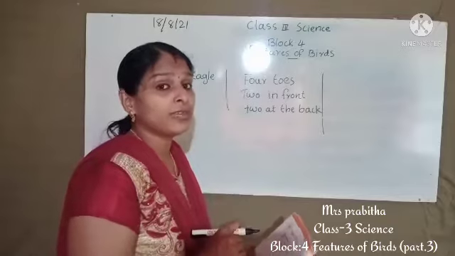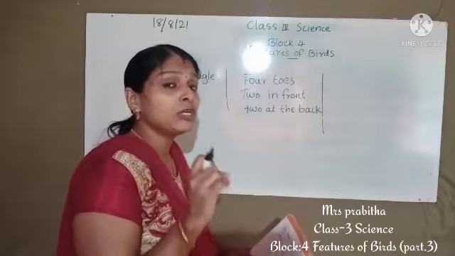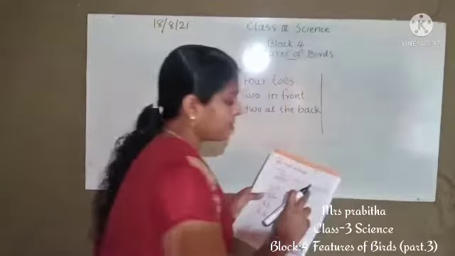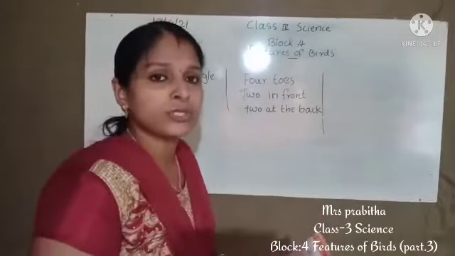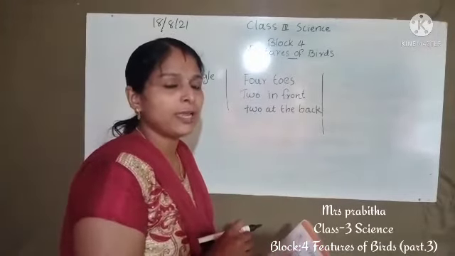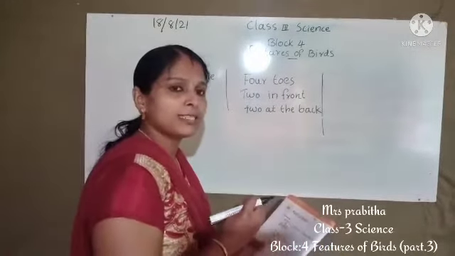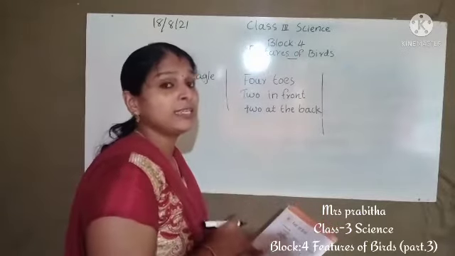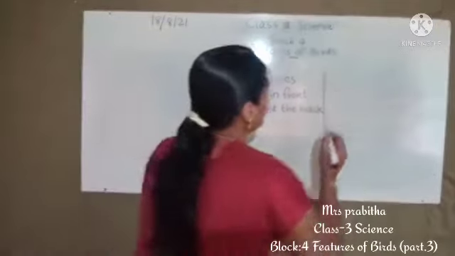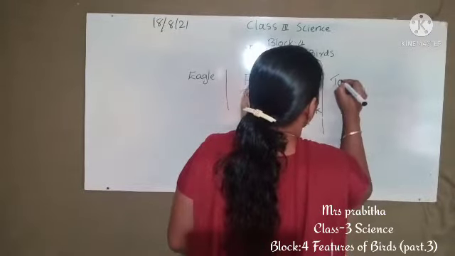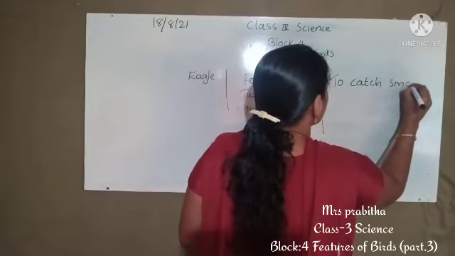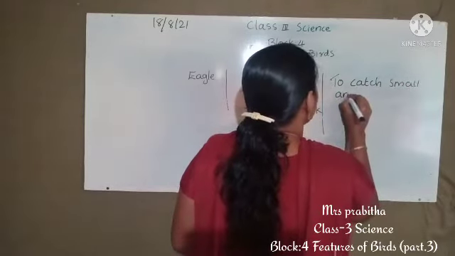Yes, this kind of feet helps the bird to catch small animals. So we can write in the next column, how are these feet used: these feet are used to catch small animals. Why are they catching small animals? Because they eat small animals, the flesh of small animals. So we can write here, this kind of feet helps the bird to catch small animals.